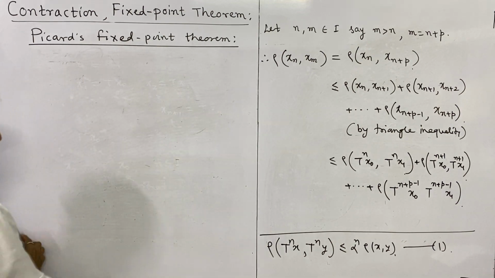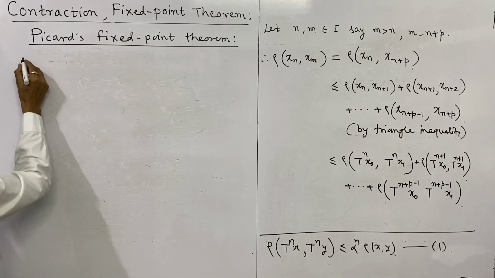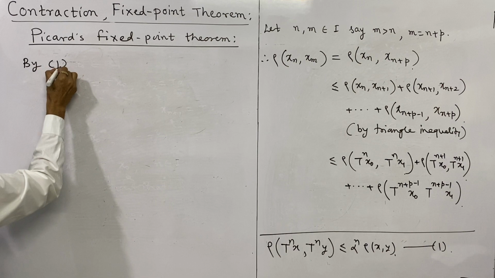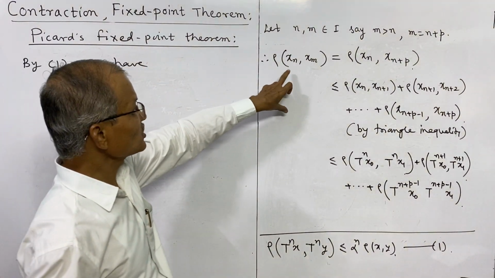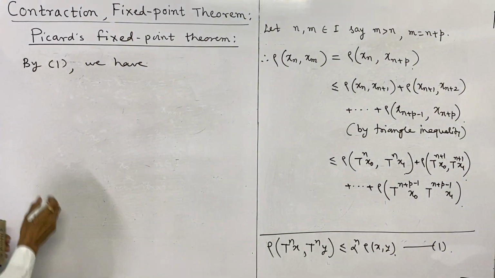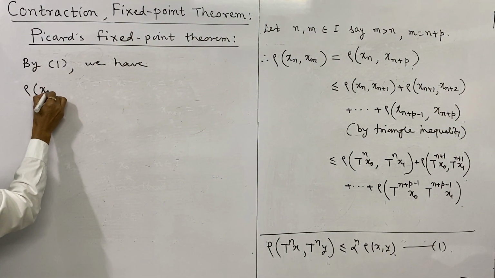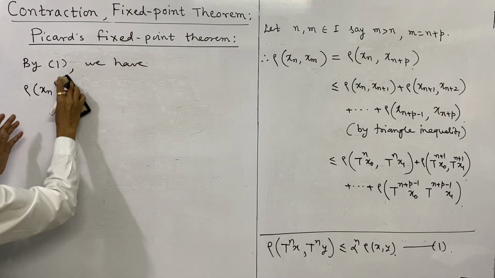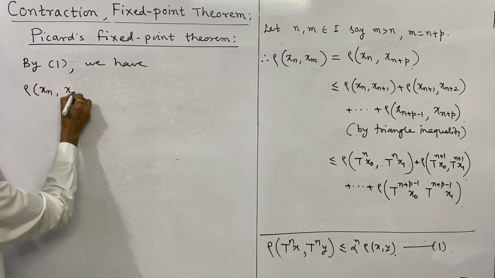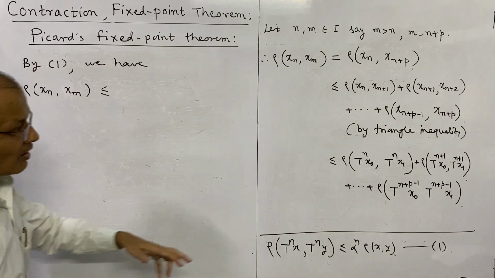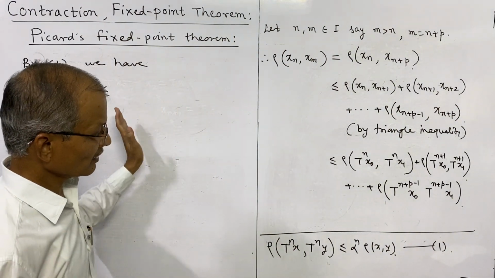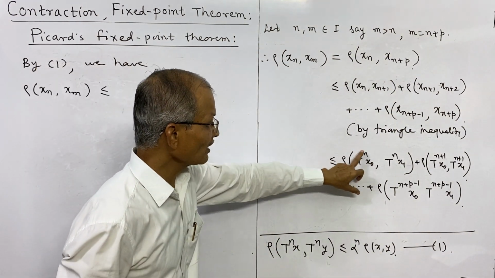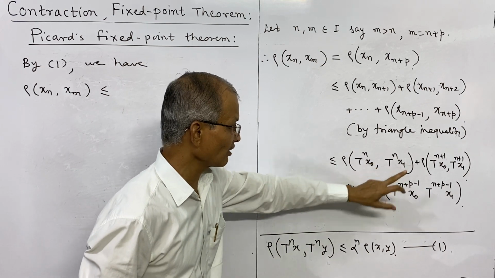So now by 1 we have, what is the left side, the rho of xn and xm. Rho of xn and xm is less than or equal to what we have up to this step, and we will now write the next step: rho of T^n(x0) and T^n(xn).